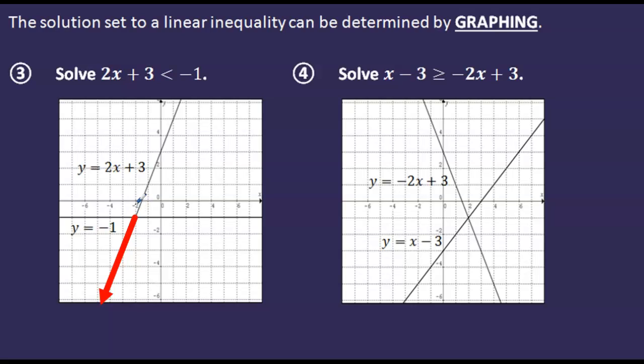Could it equal -2? The answer is no, because this inequality does not have an equal sign in it. So my final solution set to this inequality would be that x must be less than -2.